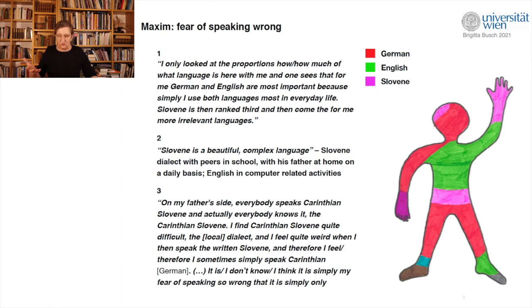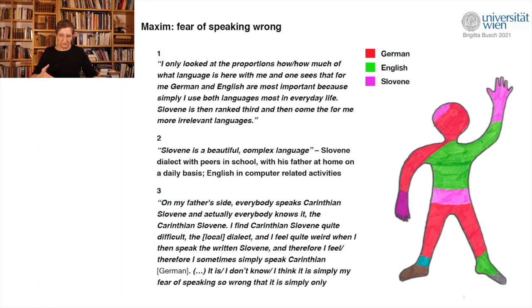It is, I don't know, I think it's simply my fear of speaking so wrong, that it is simply only embarrassing." In the specific spatial arrangement, Maxim feels, as he says, weird, like an imposture and not recognized as a legitimate speaker. He evaluates himself, so to say, through the eyes and ears of the others. To characterize these situations of linguistic insecurity, he invokes the strong emotions of fear and embarrassment.